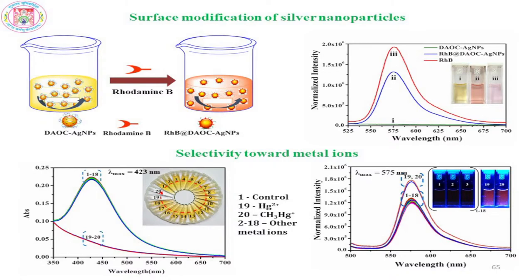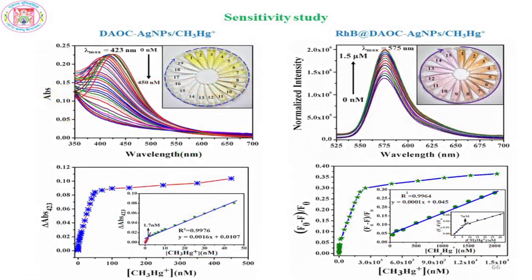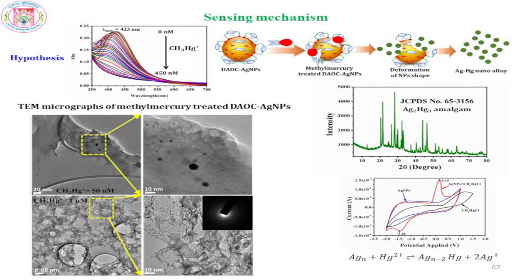And this is the fluorescence intensity. When we add methyl mercury, its fluorescence intensity gets enhanced. Why? Because the nanoparticles disappear, only rhodamine remains, so the fluorescence intensity is because of the rhodamine B. This is the mechanism: these are the silver nanoparticles, and when we add methyl mercury, deformation of the nanoparticles takes place and a silver mercury nanoalloy is formed. These are some of the evidences which we have gathered.